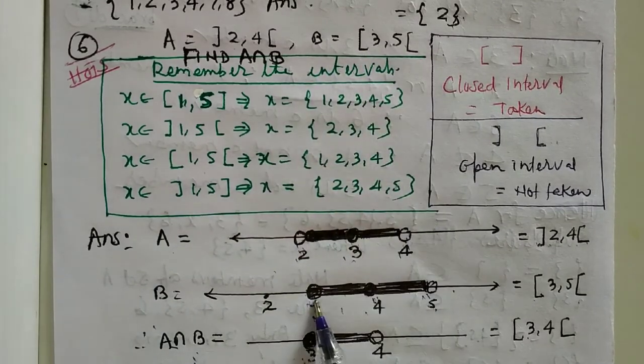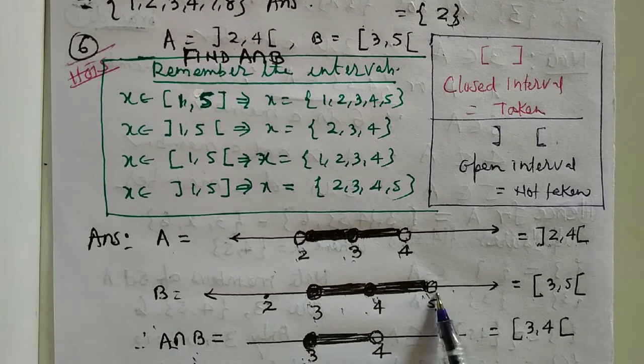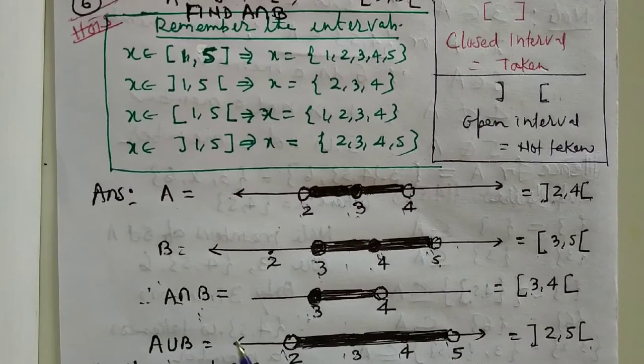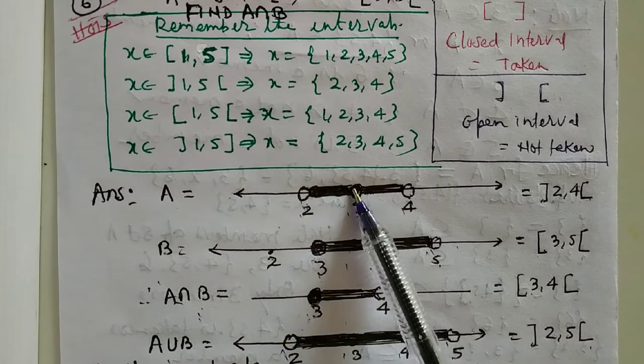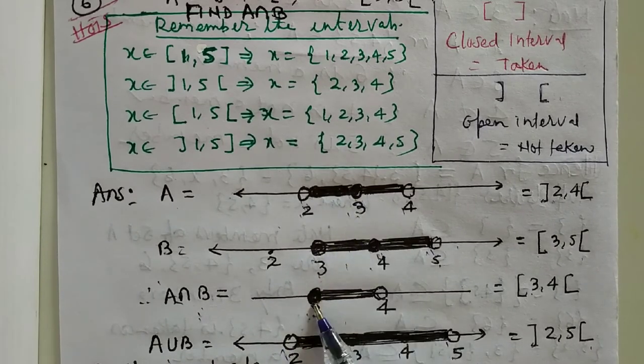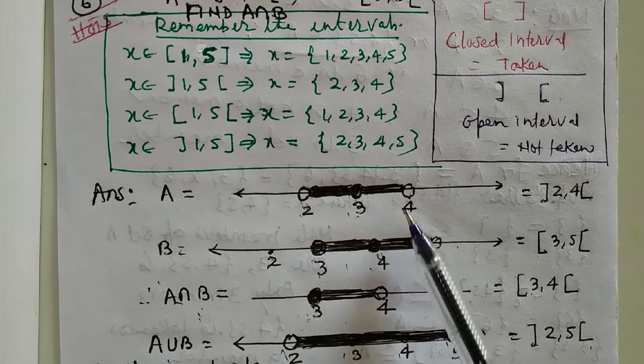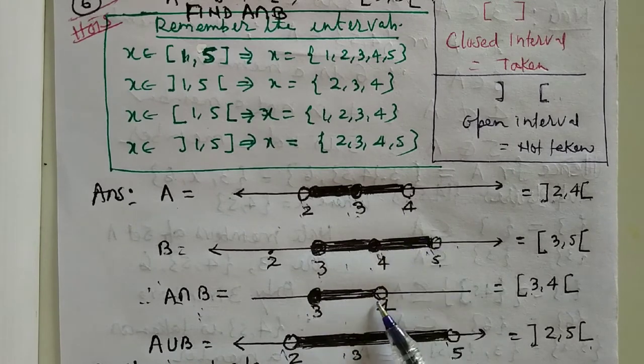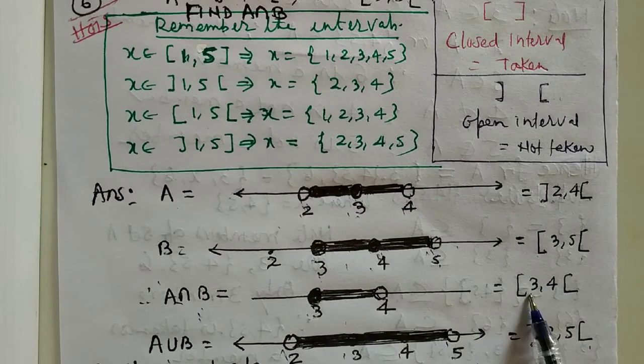3 taken dark, 5 not taken not dark. बीच में 4 है, उसको भी लेना है. So this is called 3 to 5. Now A intersection B. दोनों में जो कॉमन है, दोनों में 3 कॉमन है डार्क. 4 कॉमन है लेकिन डार्क कॉमन नहीं है, 4 है ब्लैंक. So this is the answer of A intersection B: 3, 4. 3 taken, 4 not taken.